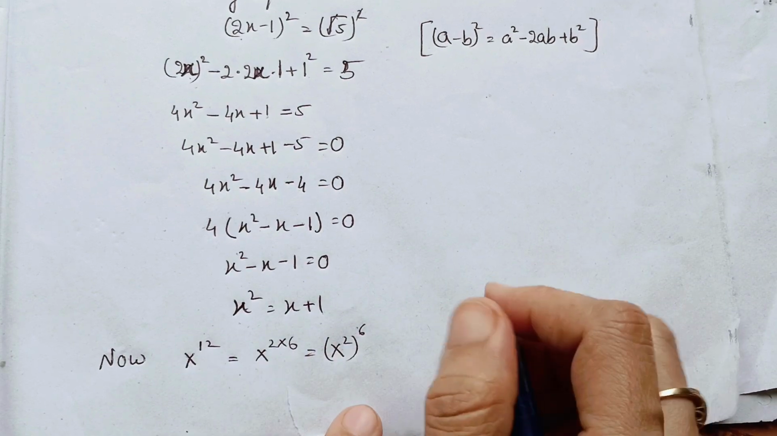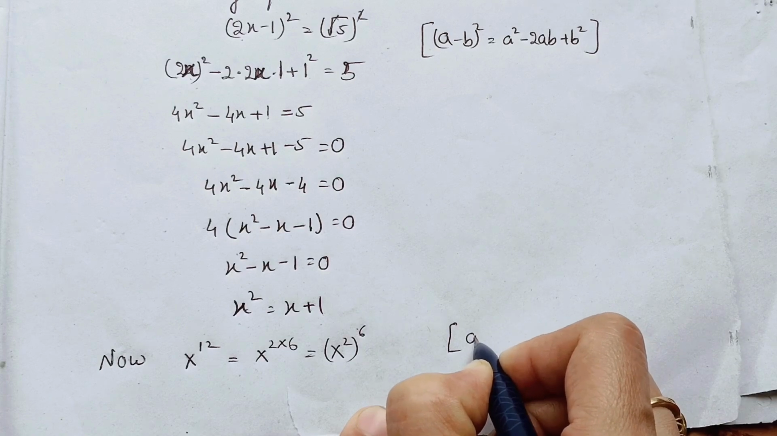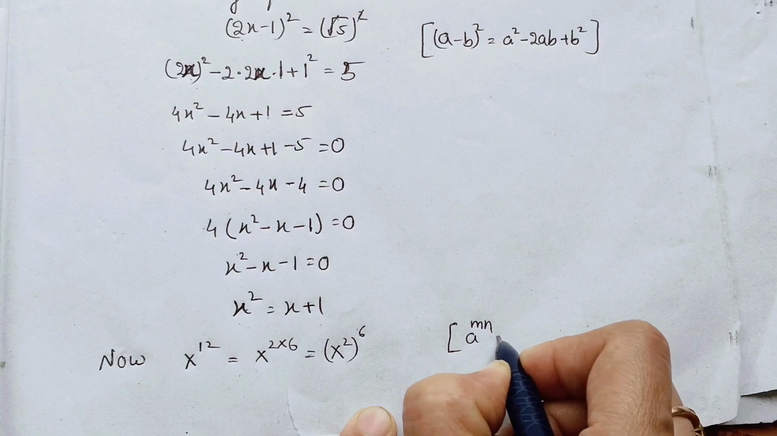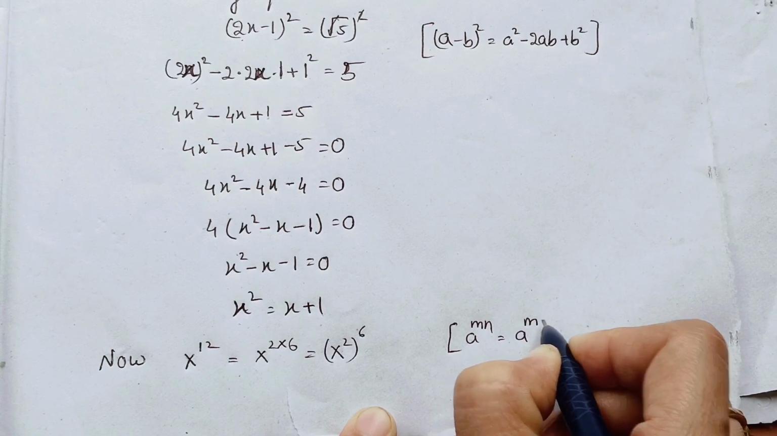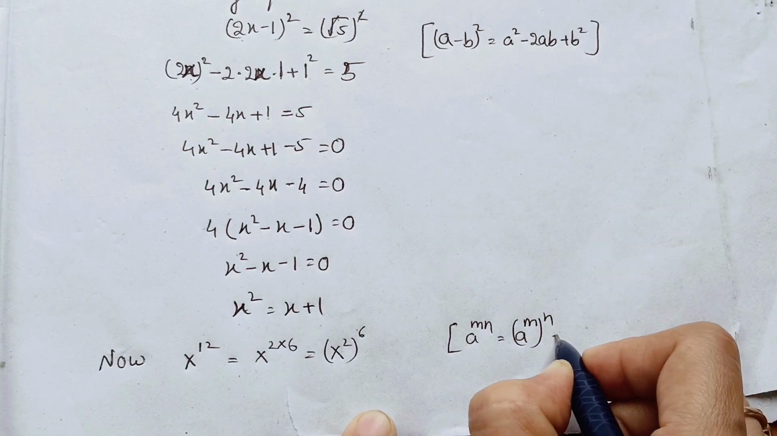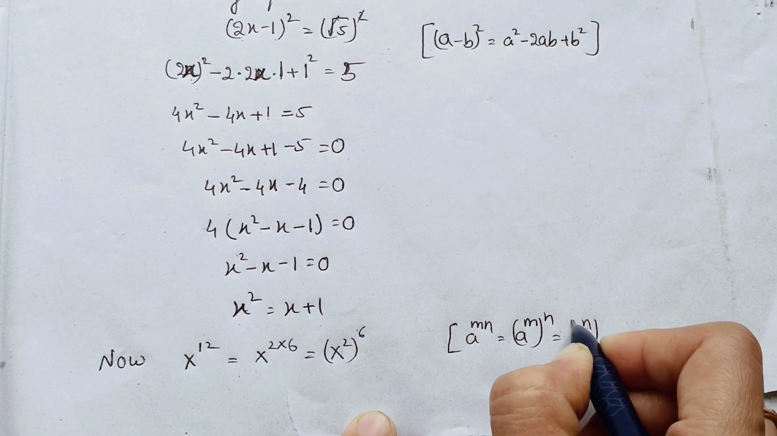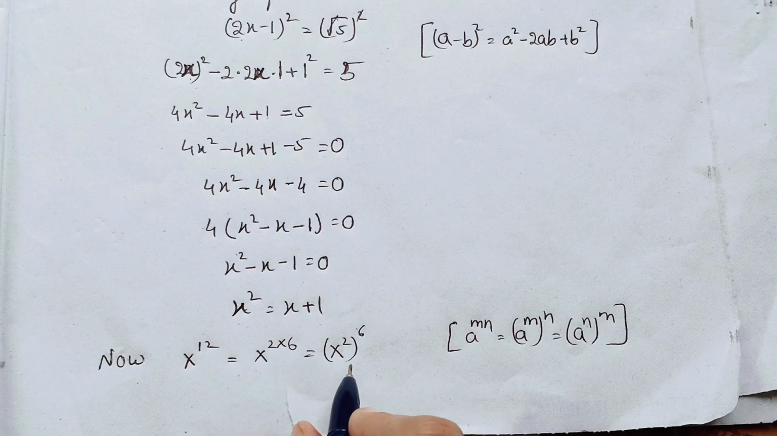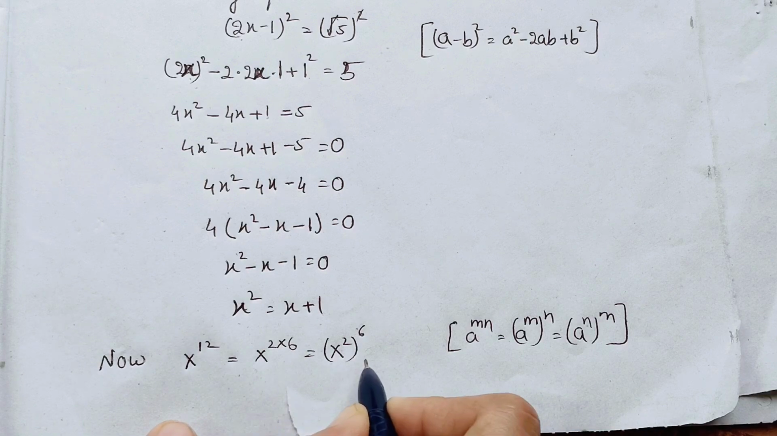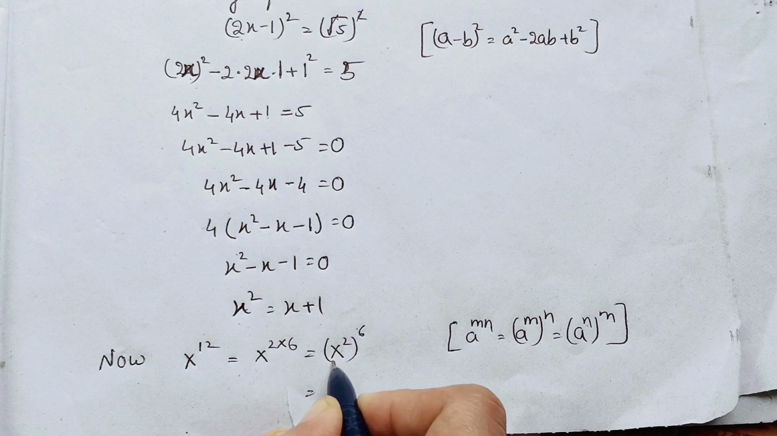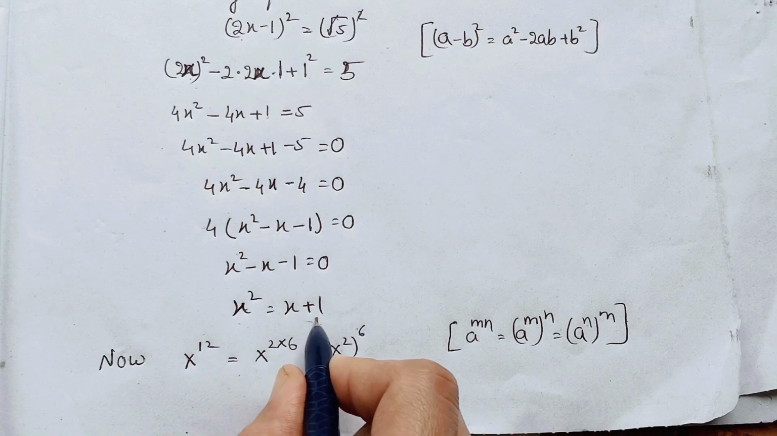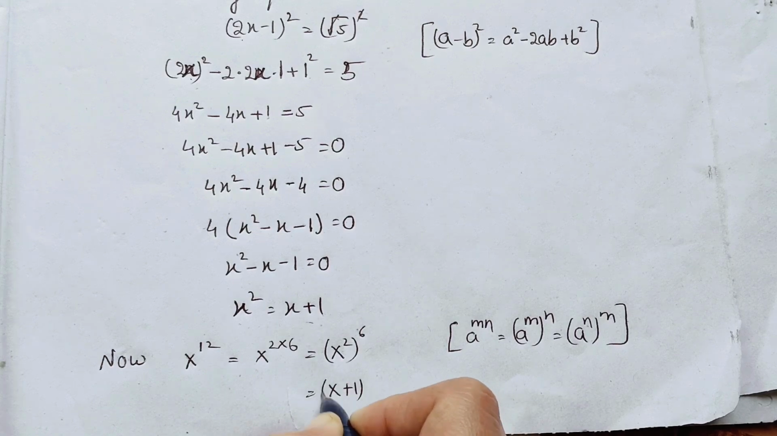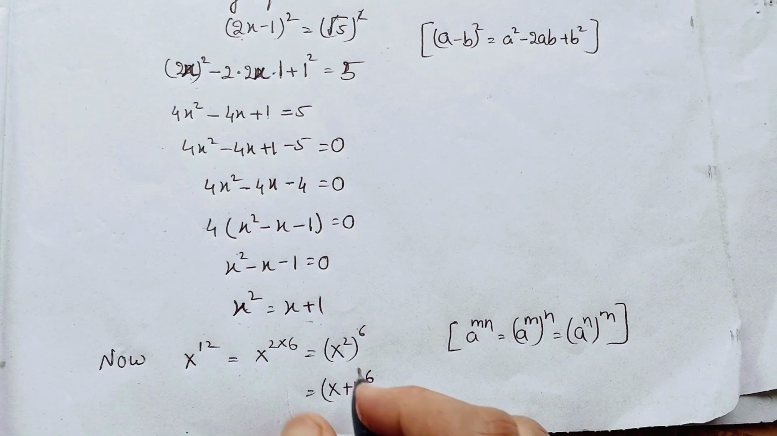We know the formula: a power mn equal to (a power m) whole power n, or else (a power n) whole power m. According to this formula I have written it here. And what is the x square value? The x square value is x plus 1, so we get (x plus 1) to the power 6.